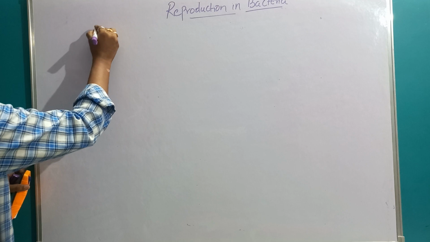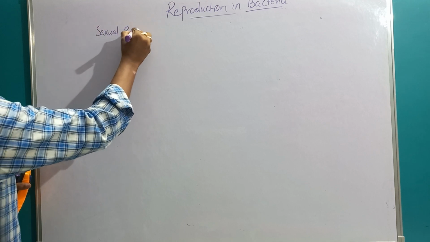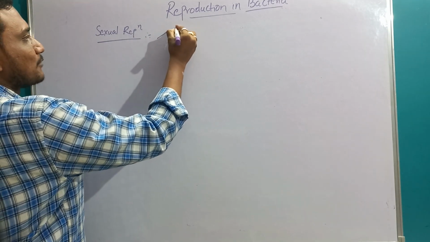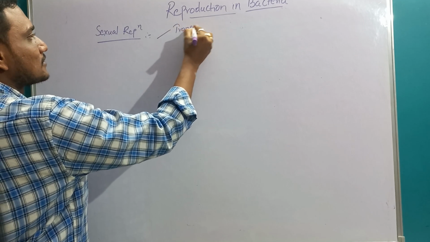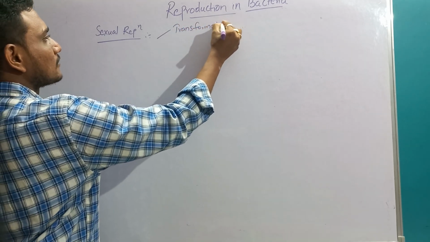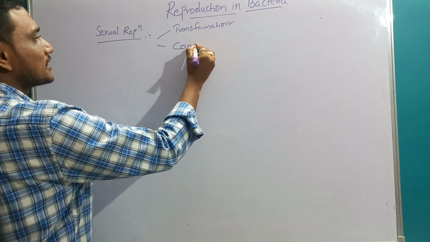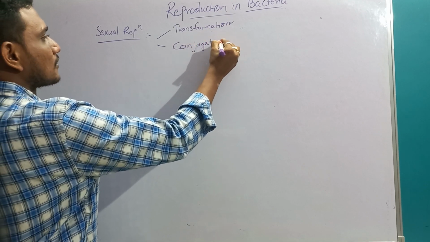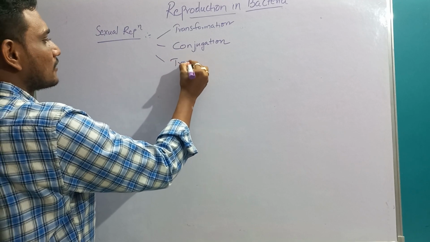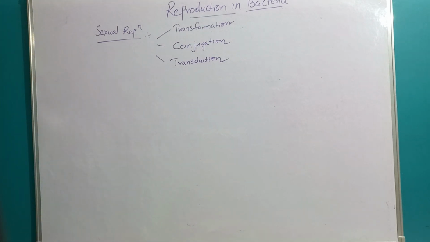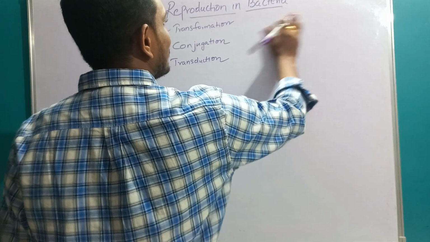Sexual reproduction occurs in bacteria by three methods called transformation, conjugation and transduction. First one is the transformation.